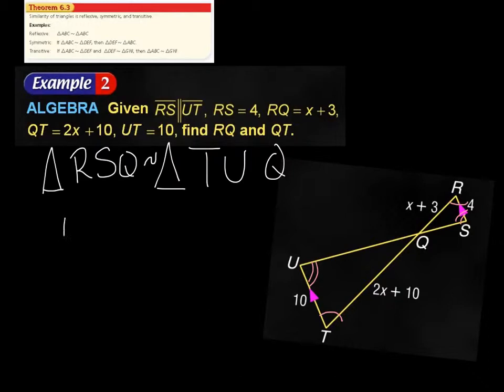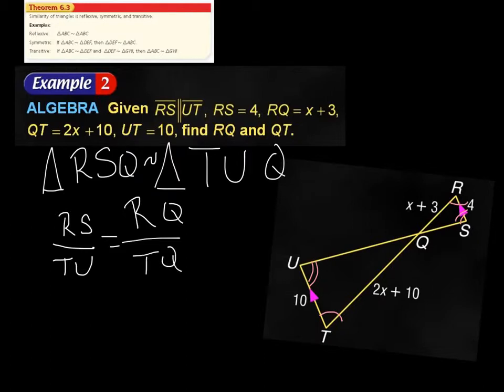I could say RS is to TU. Okay, here's RS and here's TU. See how the similarity statement helps us line it up? Okay, RS is to TU as RQ is to, RQ is first letter, last letter, TQ. And let's look at it on the diagram also. So here's RQ and here's TQ. That's going to help us set up the nice little equation.